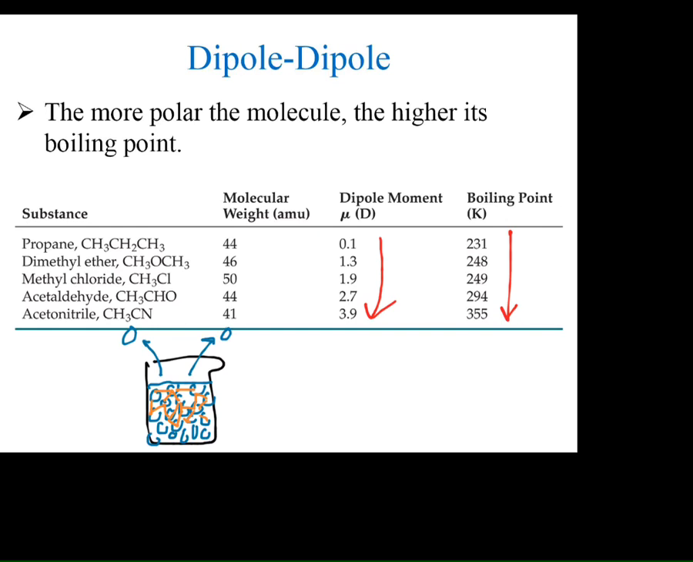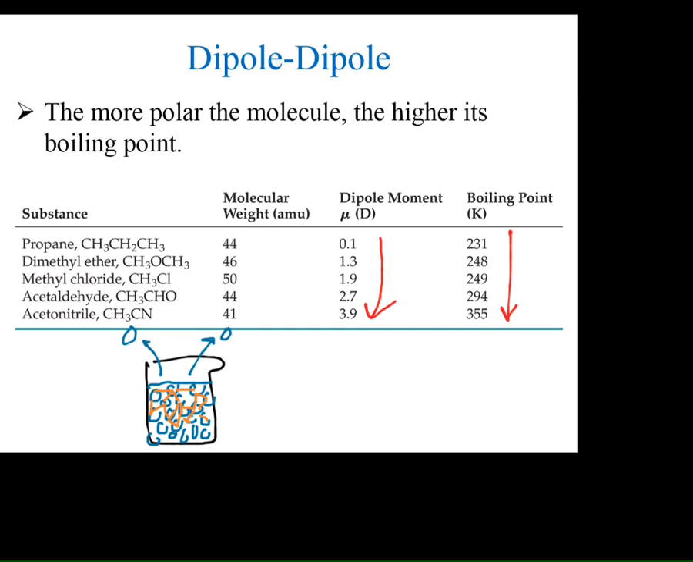Why? Because it takes more energy to break it apart when they have a stronger force holding them together. The bottom one there, acetonitrile, is the strongest. It has the highest polarity and the strongest dipole force. So it's really trying to cling together, and it takes the most energy to break that force apart and make it boil. Does that make sense? So as it gets more polar, with a stronger dipole, it takes more energy to break these apart so they can fly apart into the gas phase.